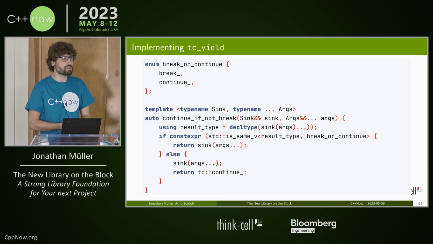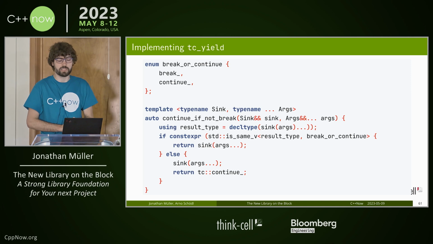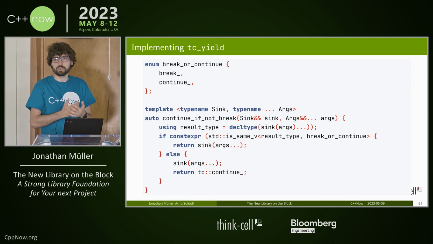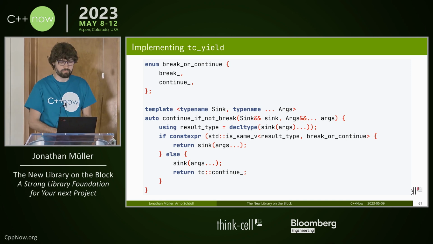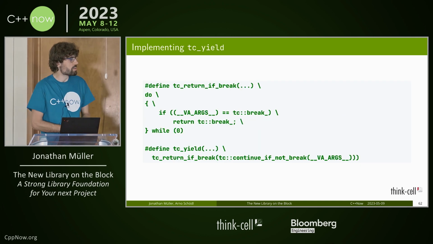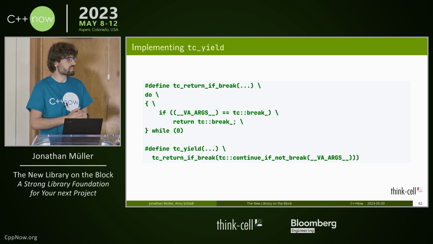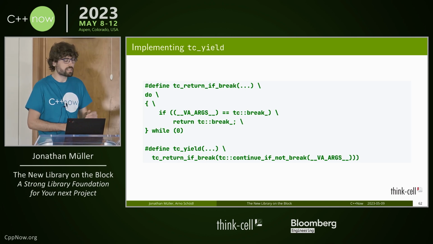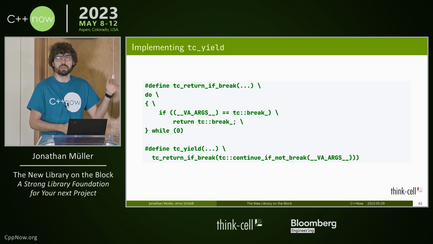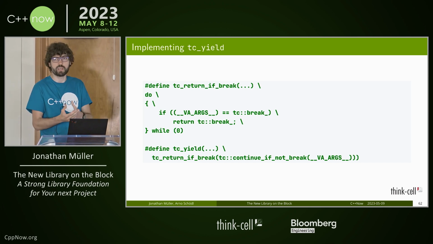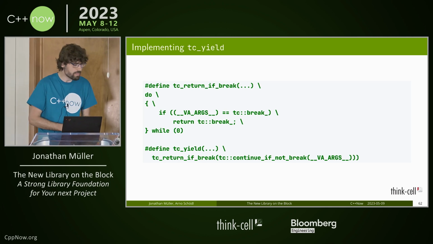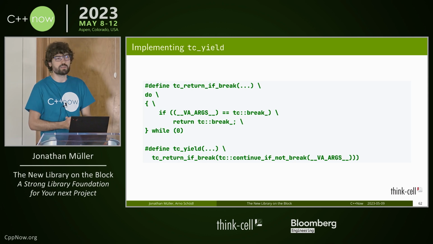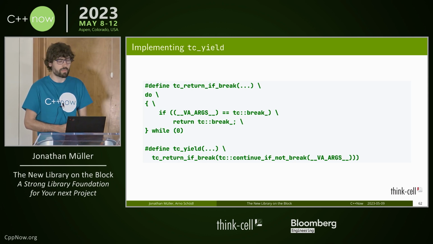So we've got a lambda, break or continue, and then a function continue if not break. This takes a sink and invokes it with arguments. If the result of the sink is already break or continue, we just forward that directly. Otherwise, we assume that we always want to continue. Then we have a macro that just checks whether something is break, and if so, it forwards it out and returns break. This is similar to the Rust try operator. So when we have some sort of error condition or break, we want to return from the function. We don't have that in C++, so we have to use a macro. And then yield is just continue if not break, and then return if we did.